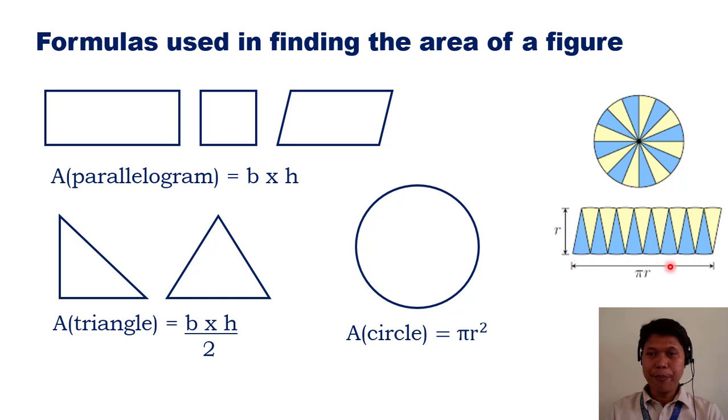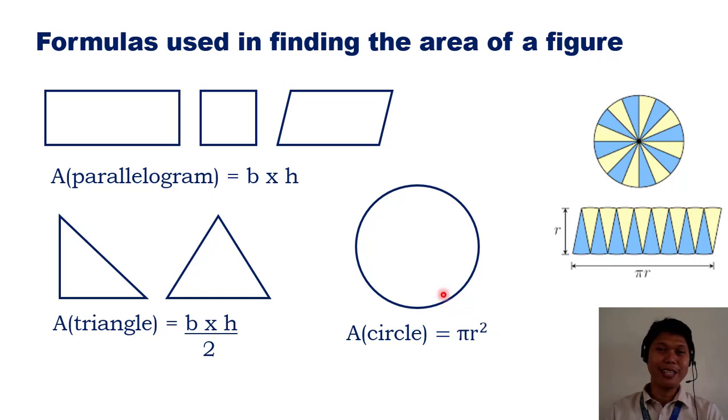And it is only pi r because it is just 1/2 of the circumference, because the other half is on this part. And the base is just pi r, and then the radius is this one. This is the height of the parallelogram, which is r. And if you multiply pi r, which is half of the circumference, times the radius r, it is pi r times r, or pi r squared.